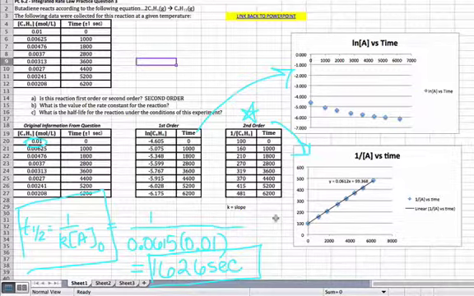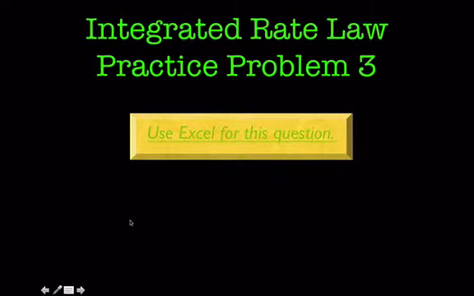So these do take time because you have to plot them, but having Excel does make it go a little bit faster. All right, and that is the end of the podcast.